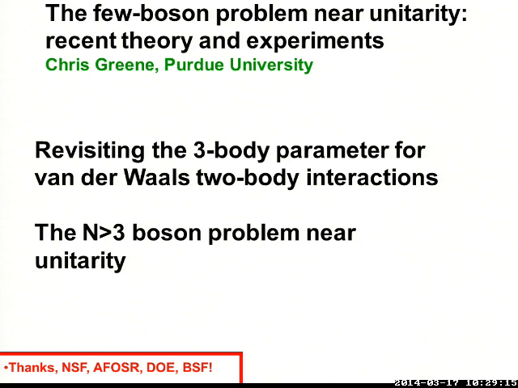I think you all know I've had an interest in the three-body and n-body problem in various contexts in recent years. And today I wanted to talk mostly about the three-body parameter and about going beyond the three-boson problem. And this work has been generously supported by these agencies.